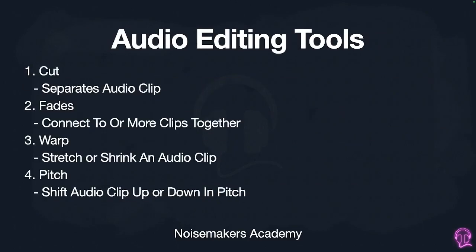Well, there's 4. We can either cut things, which means to separate audio clips. We can either add fades, which connects audio clips and smooths them out a little bit, smooths out the transition between them. We can warp things, meaning we can stretch or shrink the audio. And we can pitch things, meaning we can shift things up or shift things down in pitch.